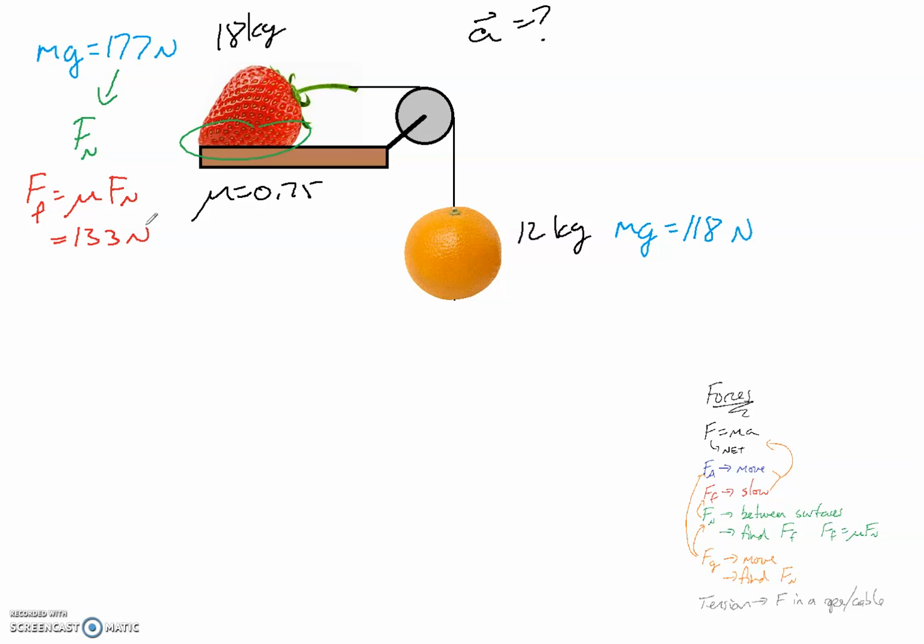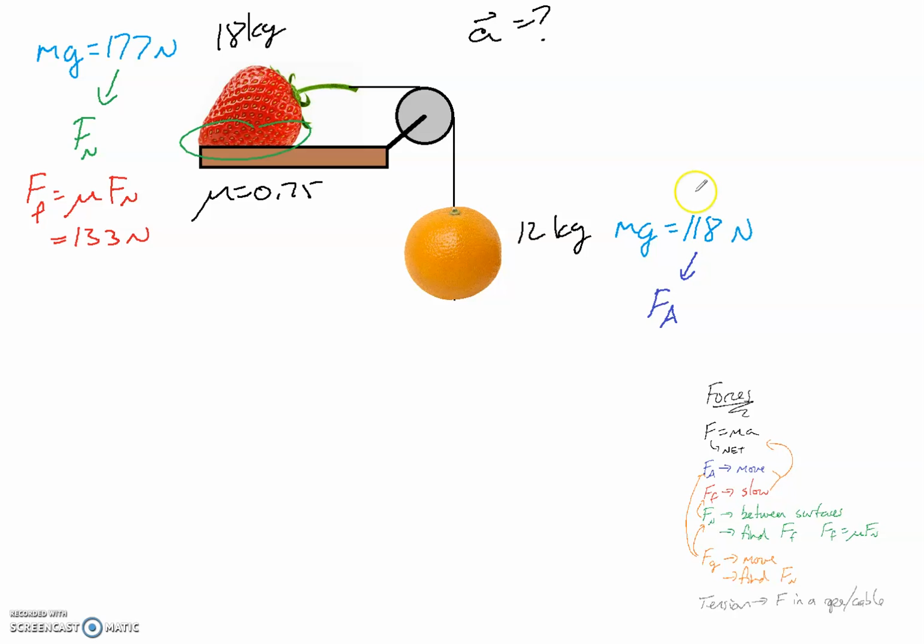If I look at my orange and see what's going on with my orange, that 118 newtons is trying to move everything. So this is also going to be my applied force. That is how much force is trying to move it. If I cut the string, the strawberry wouldn't go anywhere. So the orange is the only thing supplying an applied force.